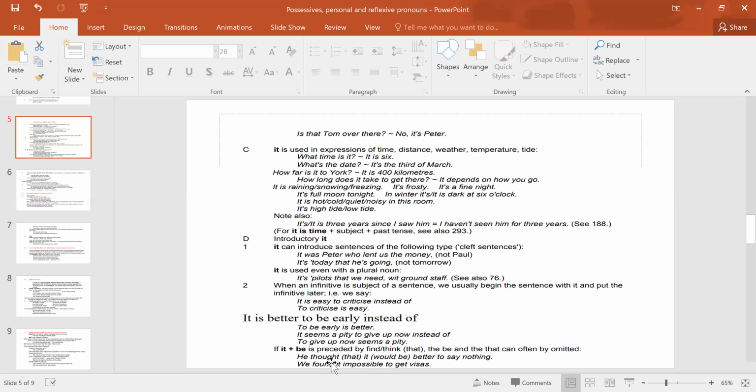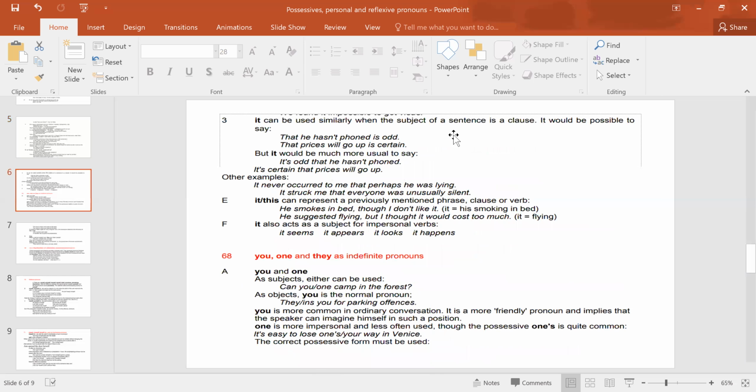For example, he thought that. So here you are writing thought and that. So if think and that or find and that are being used before it, you can remove them as well. He thought it would be better to say nothing. So instead of writing the sentence like this, you should write it this way. We found it impossible to get visas. So you need not use found that. We found that it would be impossible to get visas. So instead of writing that way, you should shorten the sentences.